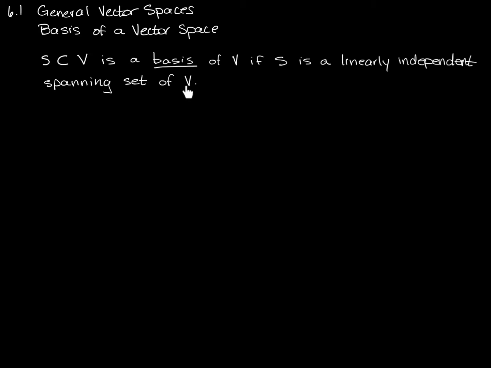I think that was in section 5.3, linear independence and dependence. At the end of that section, we talked about minimal spanning sets. This is the same as a minimal spanning set. It's a spanning set, right? It's a subset of V that spans all of V. But also, it's the minimum number of vectors required to do that.